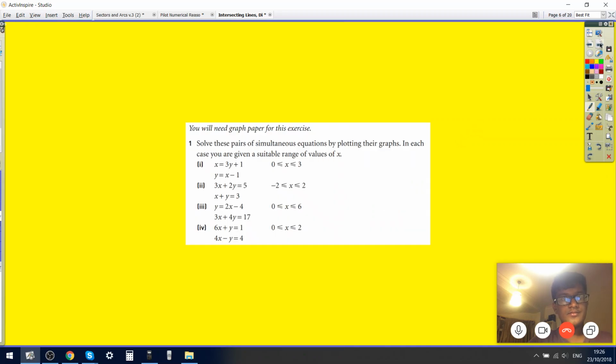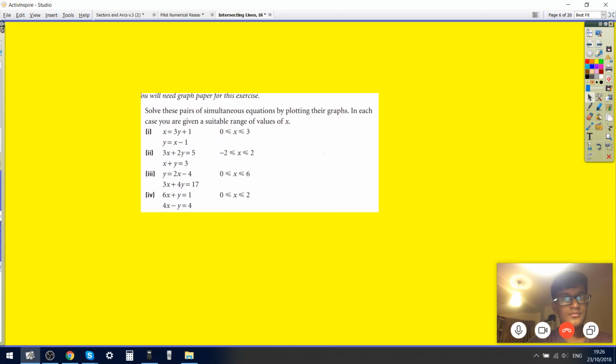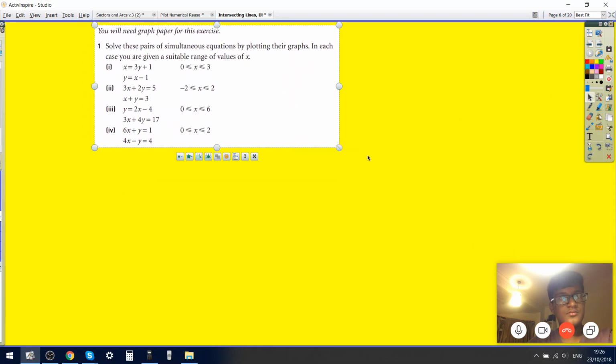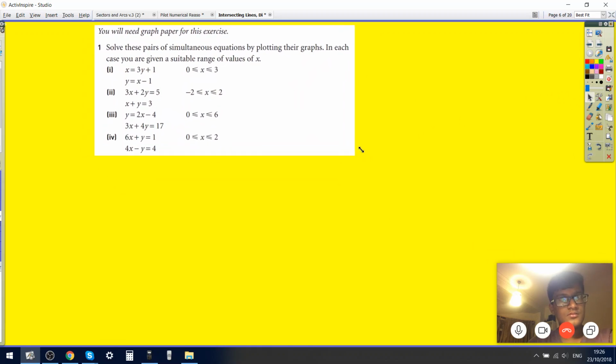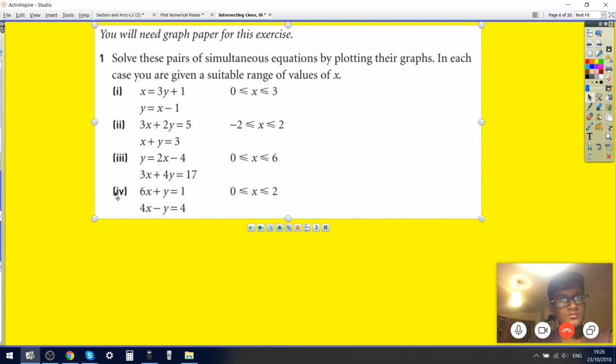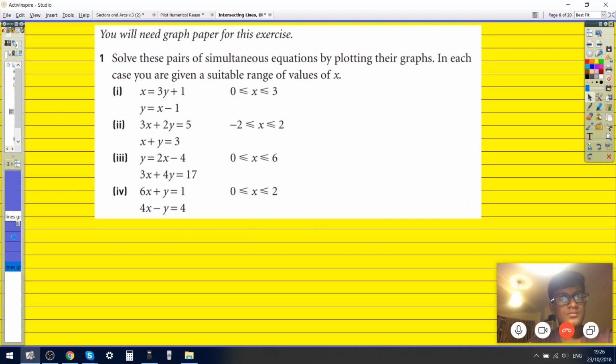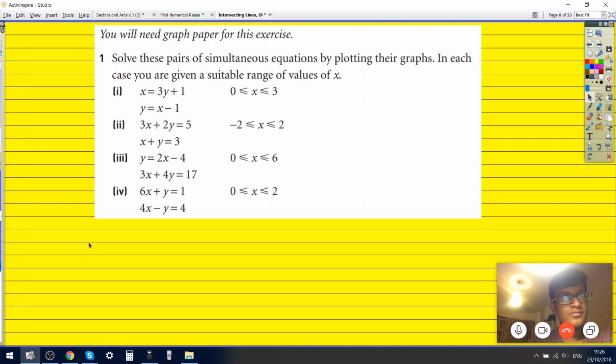And if you know that they're both linear, that they're both straight lines, then you don't have to do every x coordinate. You can just do first and last. Let's see, solve these pairs by plotting the graphs.